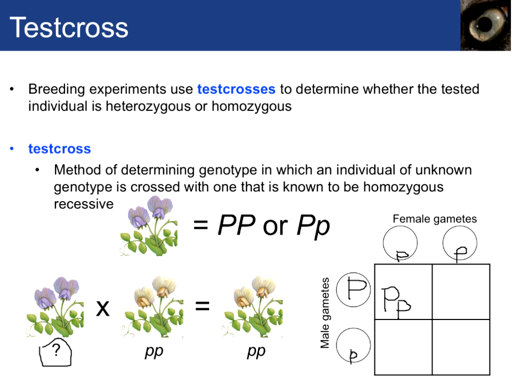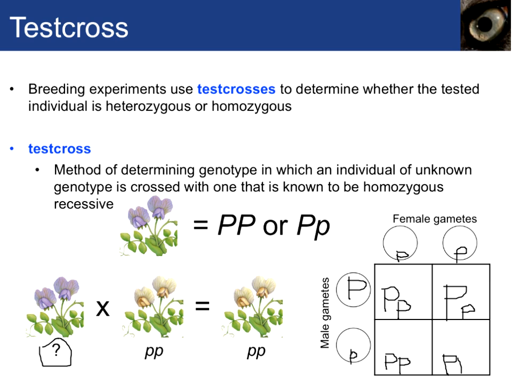So when this happens, we're going to get half the flowers purple, so half of the offspring are heterozygotes, and half of them are going to be homozygous recessive, or white.